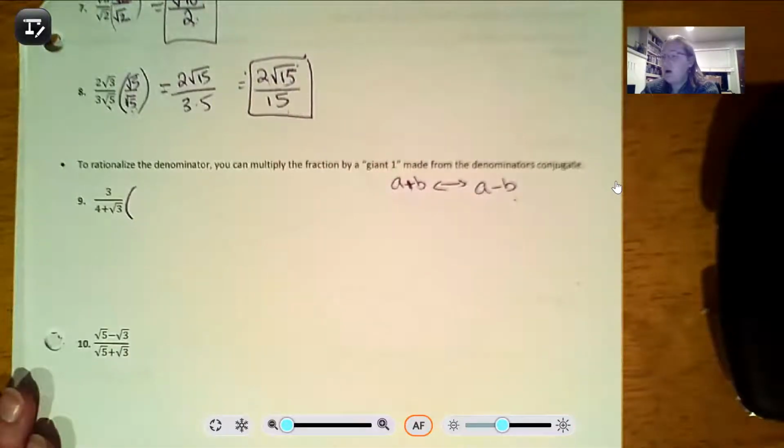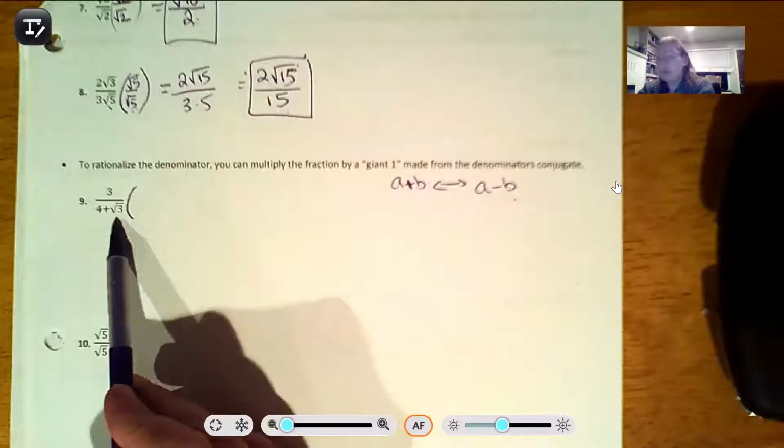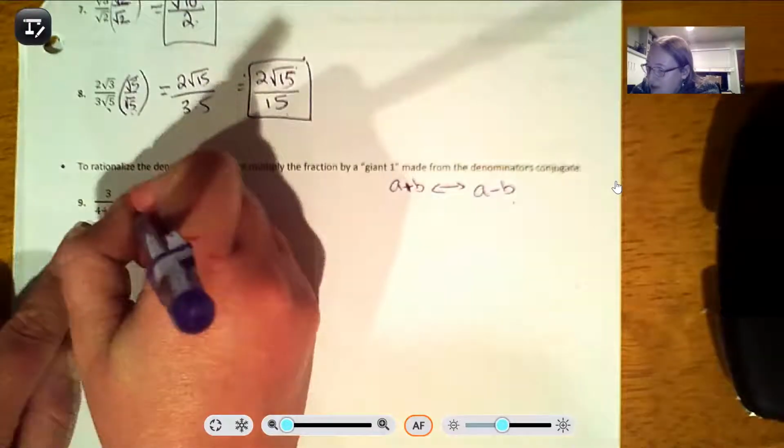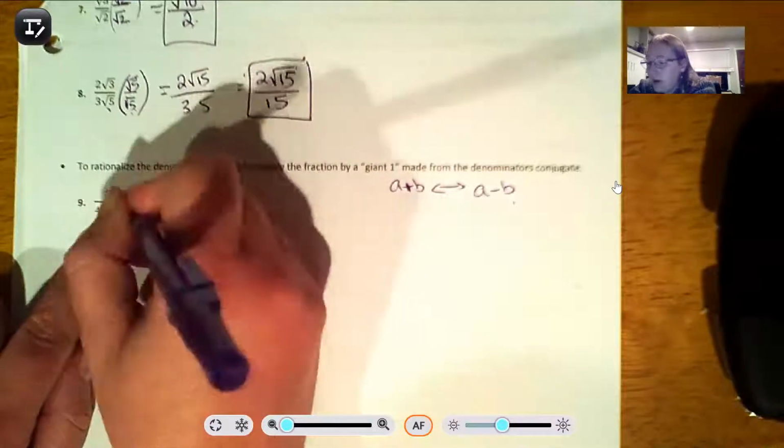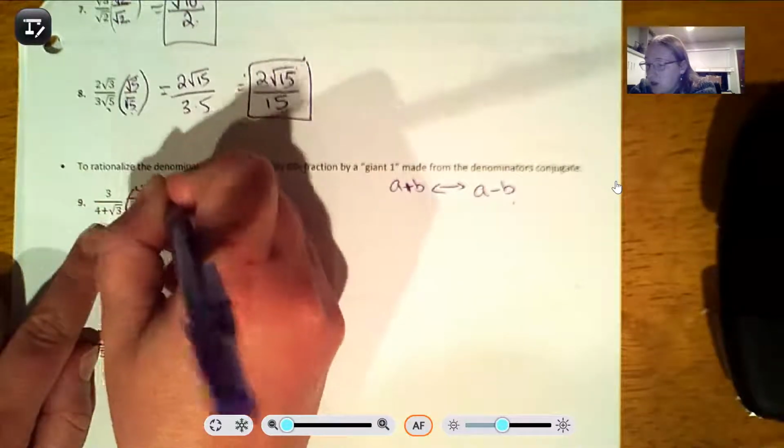And it's about the denominator. You want to make sure there's no root in the denominator. So you are going to multiply by, in this case, 4 minus root 3, the conjugate of the denominator. You're making a giant 1, so you don't change the value of the expression.